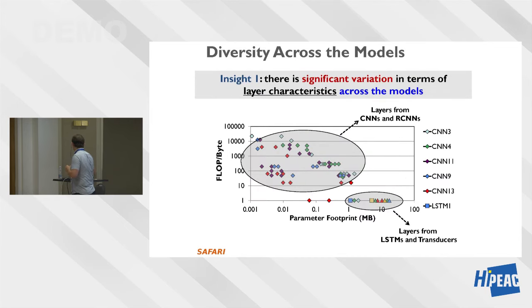This is the first insight we generated: there's a huge variation in terms of layer characteristics across the models. These are for CNNs and LSTMs, as you can see. On the x-axis, you have parameter footprint, how large are your parameters. On the y-axis, you have the arithmetic intensity, flops per byte. And you can see that there's a huge variation. Both of these are logarithmic scales. LSTMs end up over here, which means that they're probably an extremely good fit for processing near memory. Whereas some of the CNNs have very high arithmetic intensity. They are probably a good fit for compute-centric accelerators. So it kind of doesn't make sense to design a single accelerator to cater for all of these.